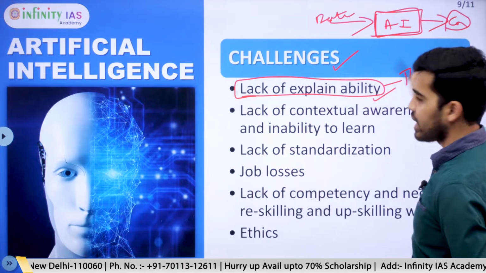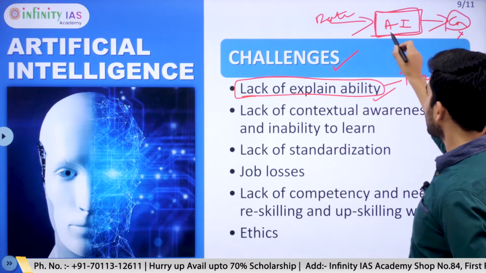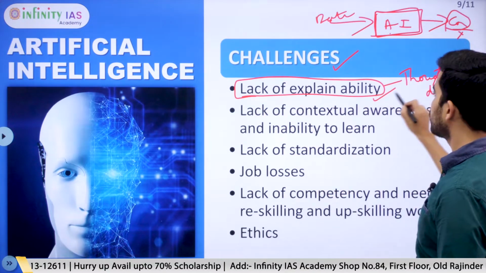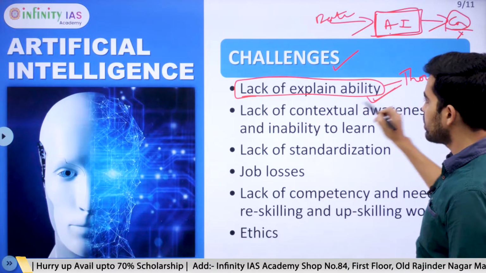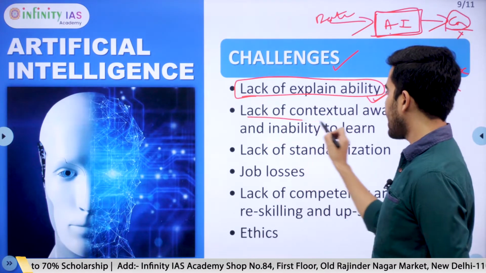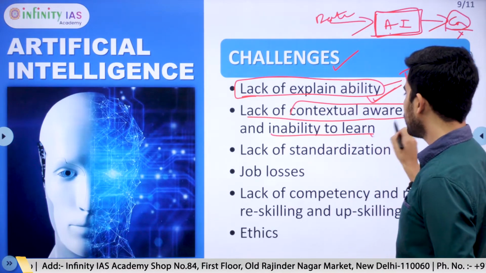Sometimes these conclusions might be right, sometimes these might be wrong. So we do not know what is the process that the AI undertakes to come to these conclusions. So that is what lack of explainability means. Next is lack of contextual awareness and inability to learn.